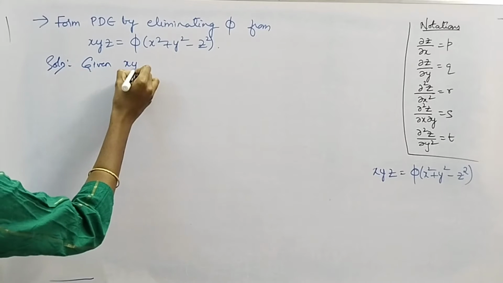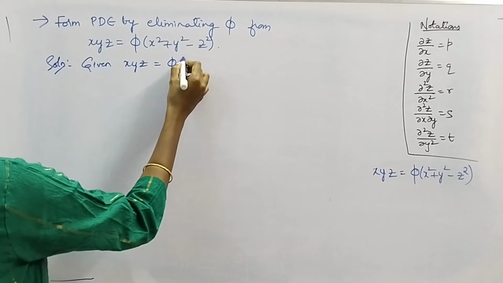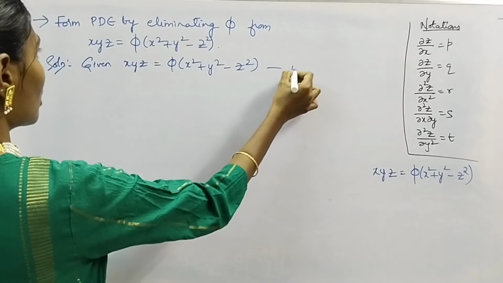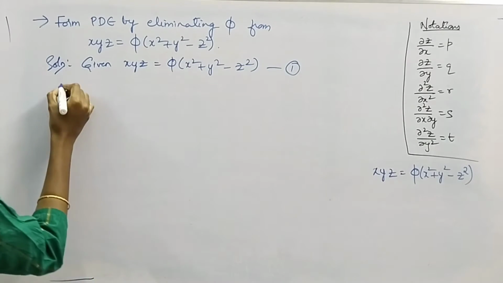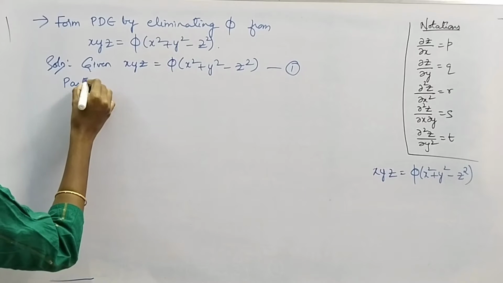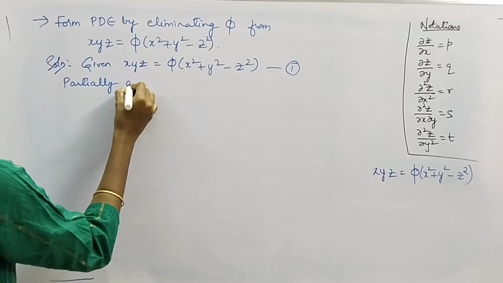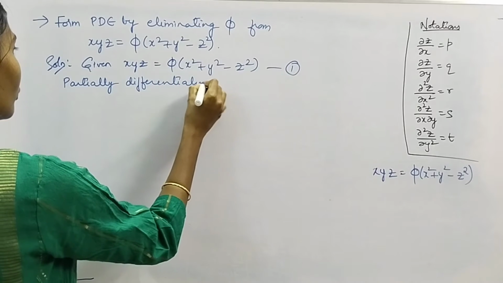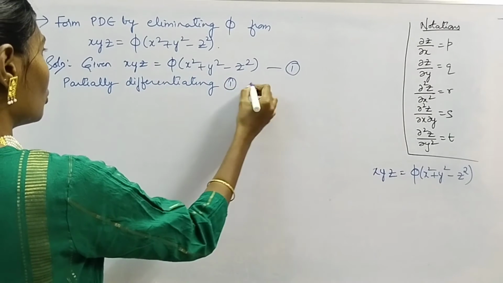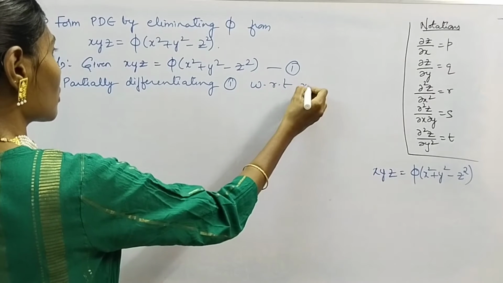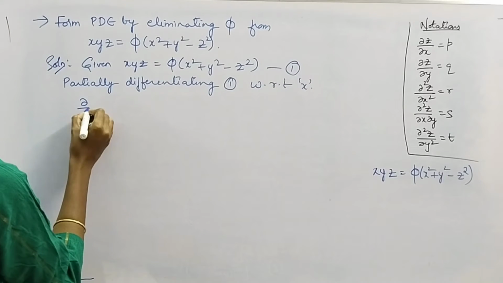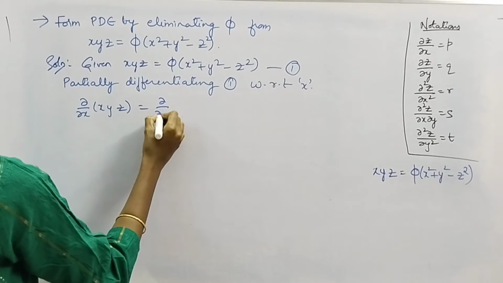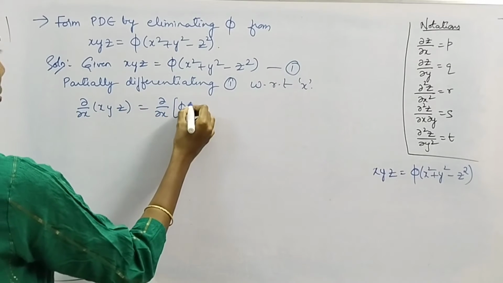Given xyz equal to phi of x square plus y square minus z square, consider it as equation number 1. Now let's partially differentiate it with respect to x. Partially differentiating 1 with respect to x, right? Just apply dou by dou x on both sides of 1.